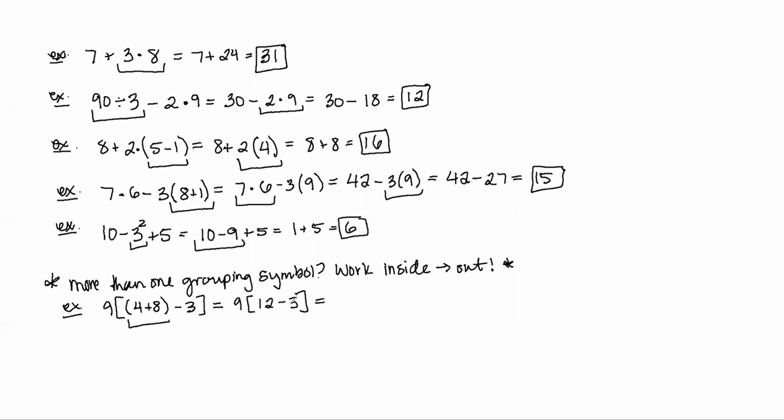And now we're still working inside the brackets. So we do grouping symbols before multiplication. So we have 9 bracket, 12 minus 3 is 9. And now just like parentheses, brackets also work as multiplication. So this just means 9 times 9. If you wanted to just put that as multiplication or switch it to parentheses, that's perfectly fine as long as you know that that's multiplication. And so we end up with 81.